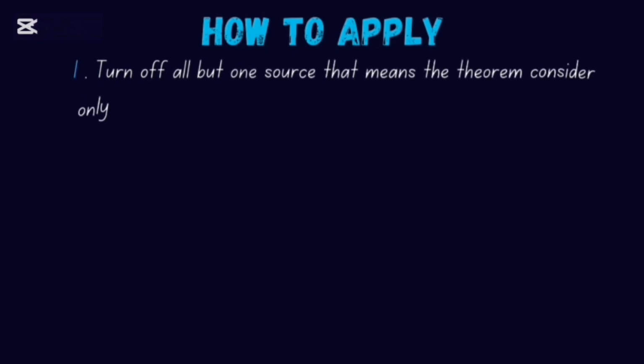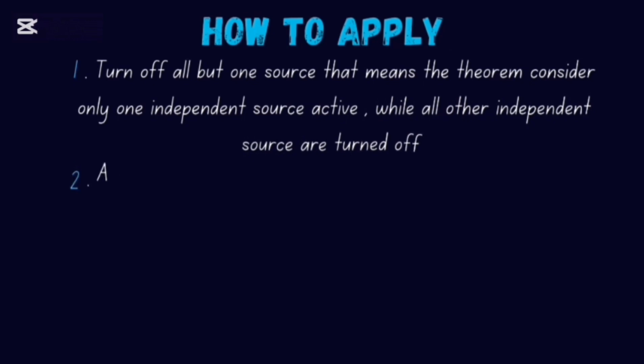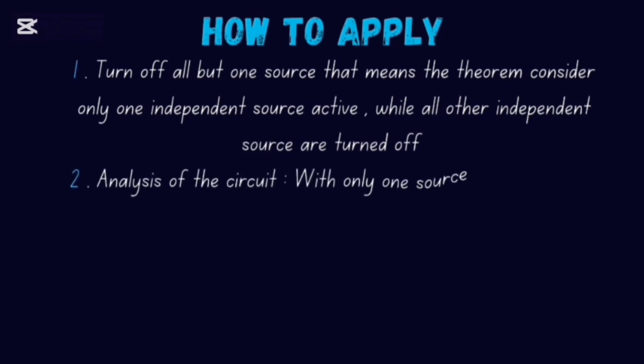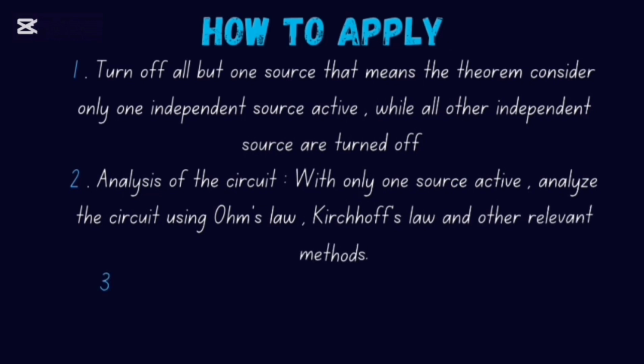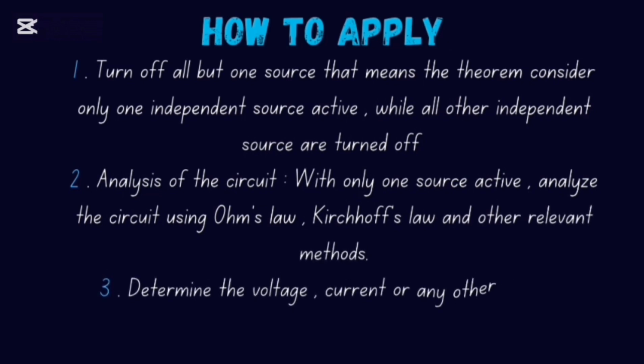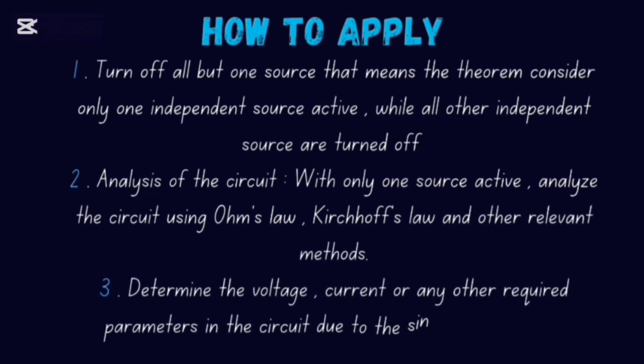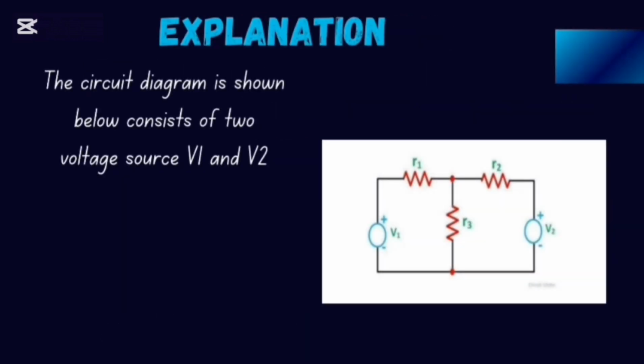How is it applied? Turn off all but one source. That means the theorem considers only one independent source active while all other independent sources are turned off, and we find the current with only one source active. Analyze the circuit using Ohm's law and Kirchhoff's laws and others.